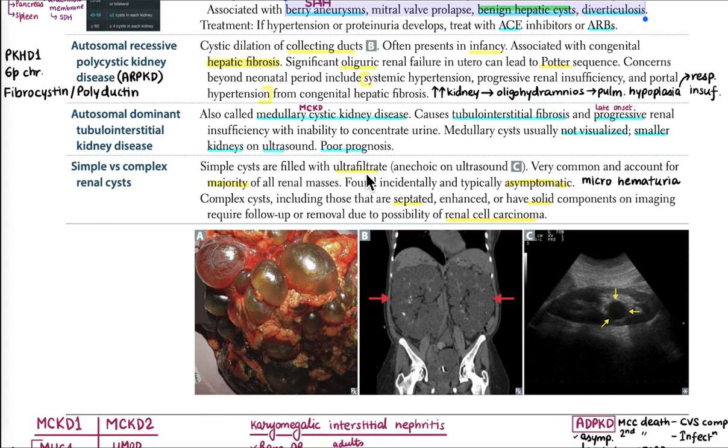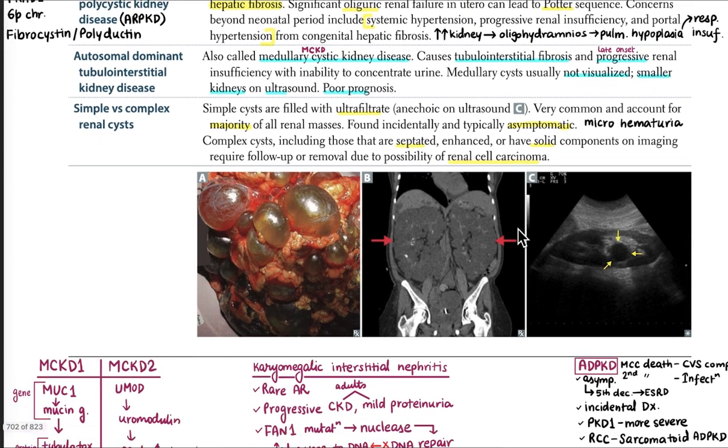Next, you have simple versus complex renal cysts. Simple cysts are filled with ultrafiltrate and anechoic on ultrasound. Very common. This is simple. Microhematuria, asymptomatic. While complex cysts usually are associated with renal cell carcinoma.